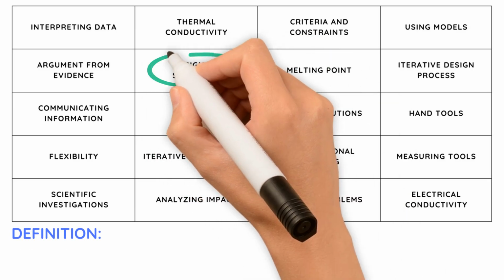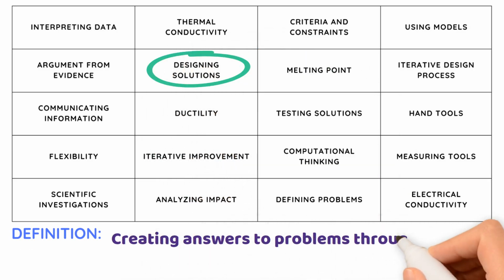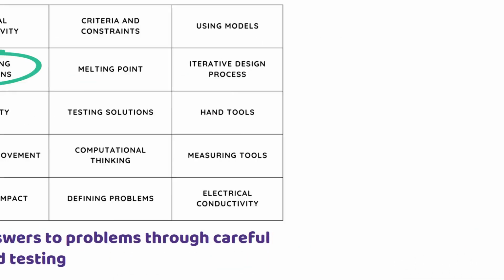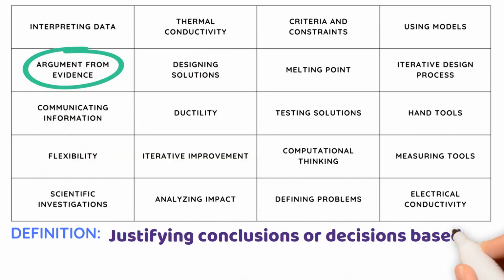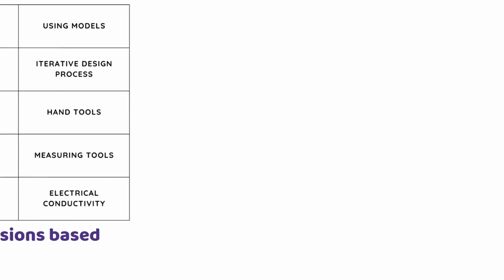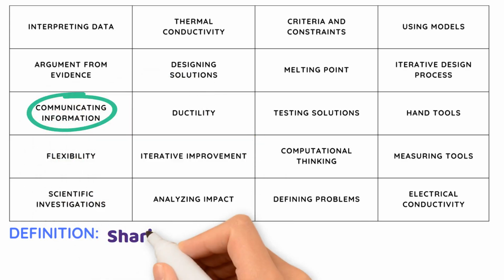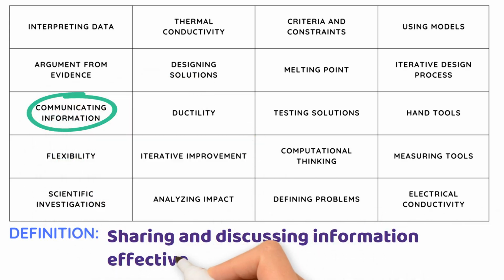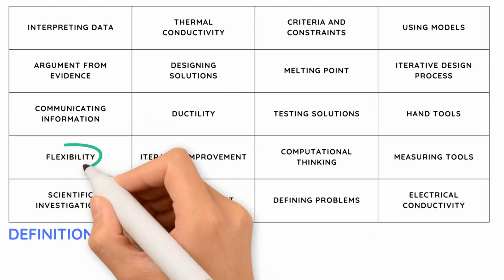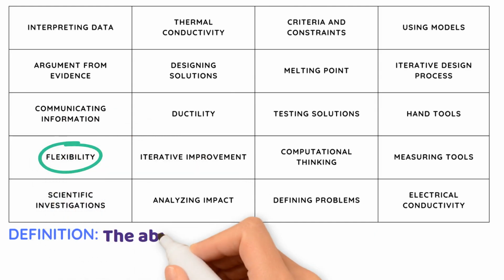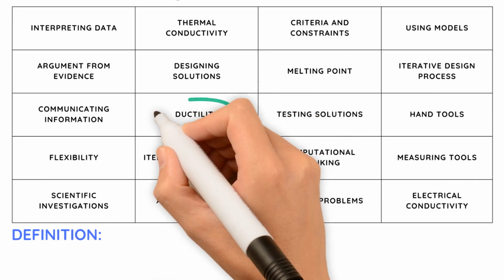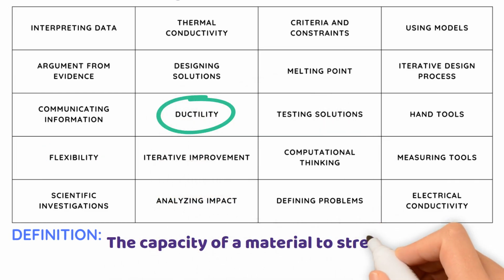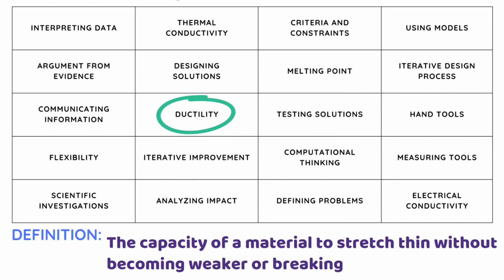Designing solutions: creating answers to problems through careful planning and testing. Argument from evidence: justifying conclusions or decisions based on data and observations. Communicating information: sharing and discussing information effectively with others. Flexibility, as a material property: the ability of a material to bend without breaking. Ductility: the capacity of a material to stretch thin without becoming weaker or breaking.